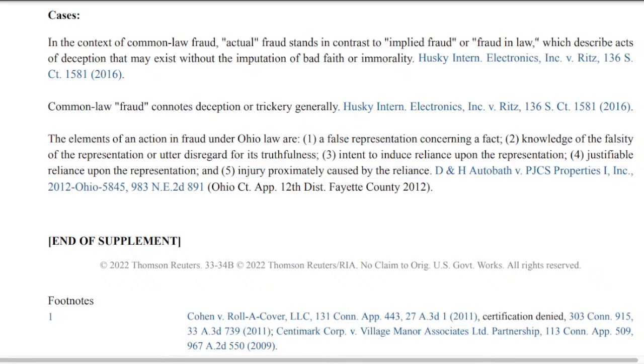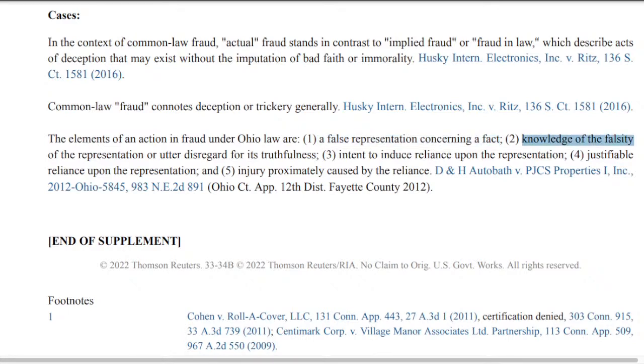So again, once we start getting down into state statutes and law and such, it gets a little bit harder to read than the principles of common law of American jurisprudence. So let's break this down. A false representation concerning a fact. So this would have to be a substantial fact that could be entered as evidence that has been falsely represented.